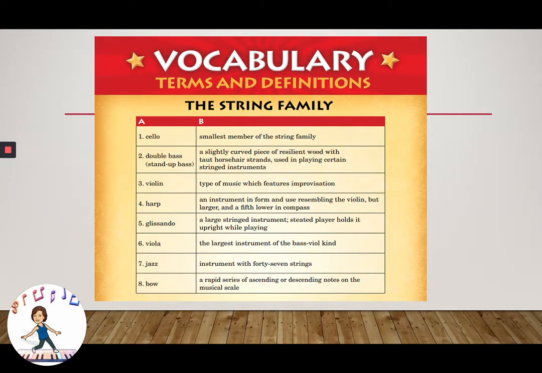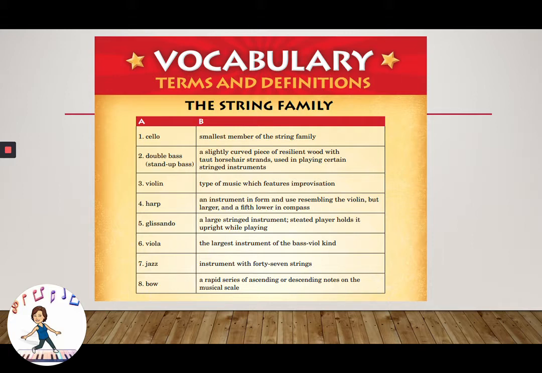So the cello, do we think it's a large instrument or a small instrument? It turns out that it is a large instrument. It's a large string instrument. Seated player holds it upright while playing. Next is the double bass. It's a stand-up bass. That is the largest instrument of the bass of the violin kind.